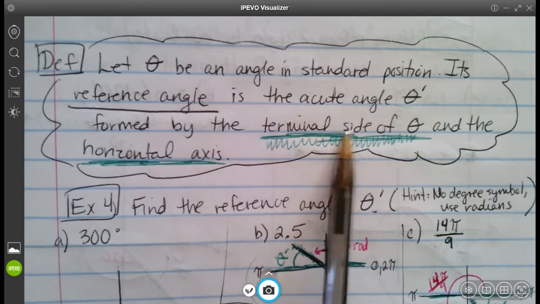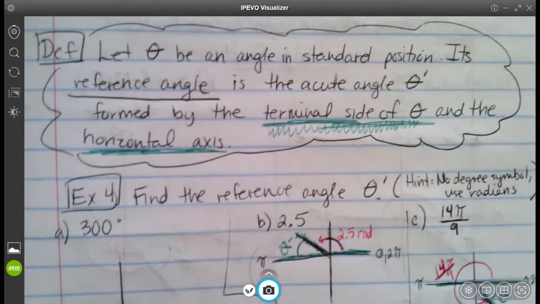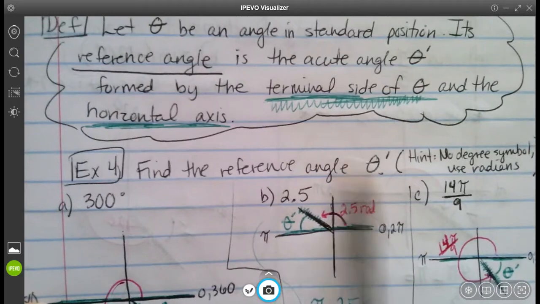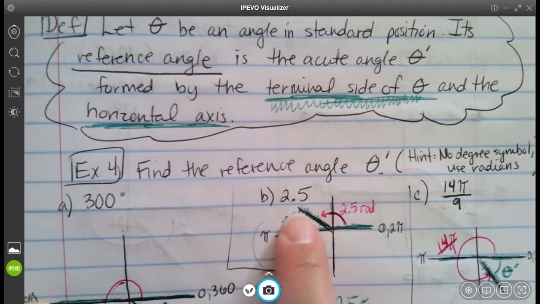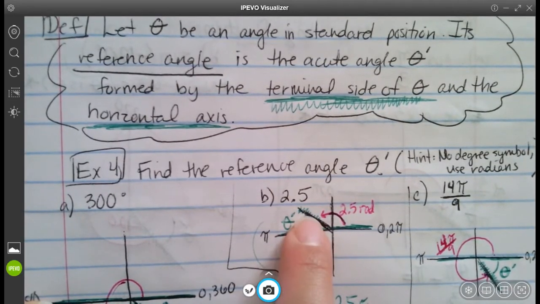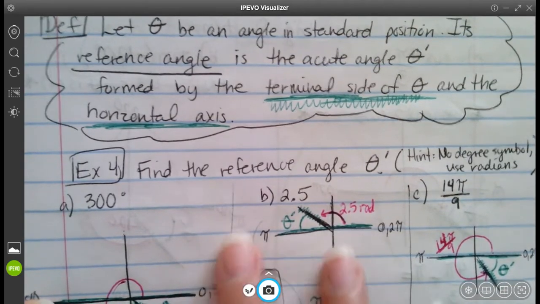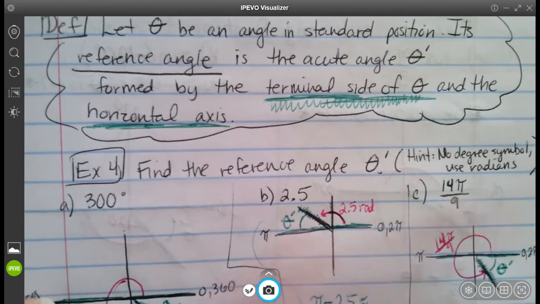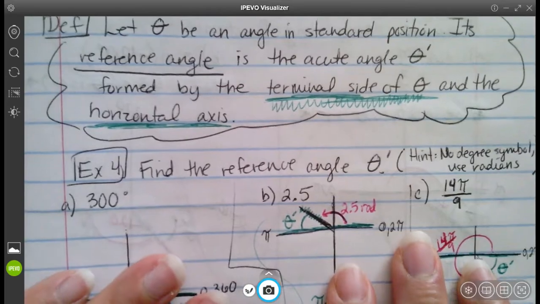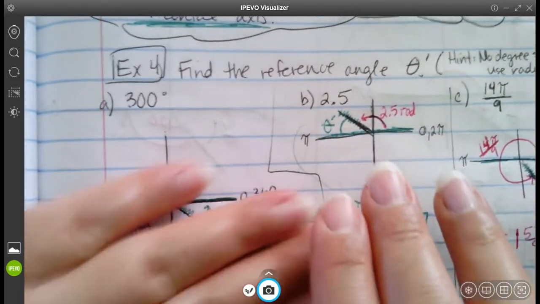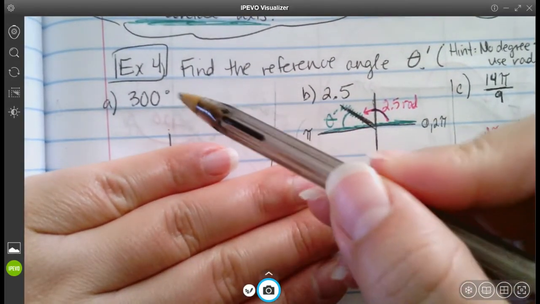Formed by the terminal side of theta and the horizontal axis. So what that means is after we have our angle, we're looking at the ending side, the terminal side, and the x-axis. I did pictures for all of these just so you can see how it works. Okay, here we have 300, I'm going to cover this for now, 300 degrees.